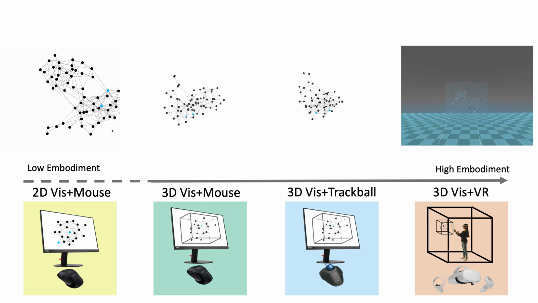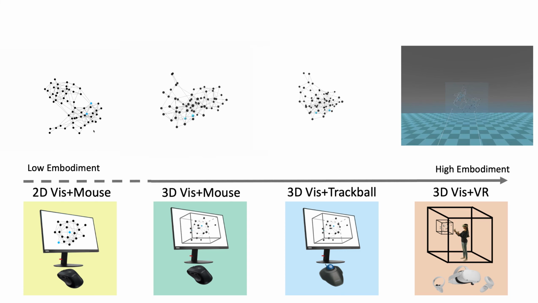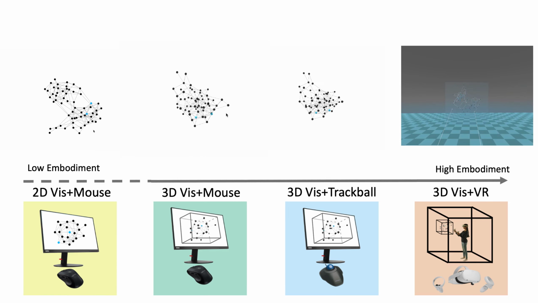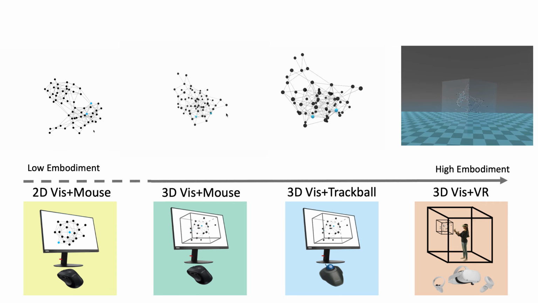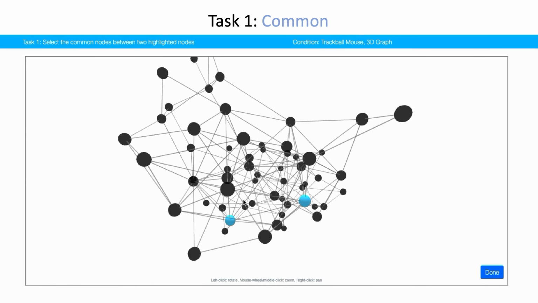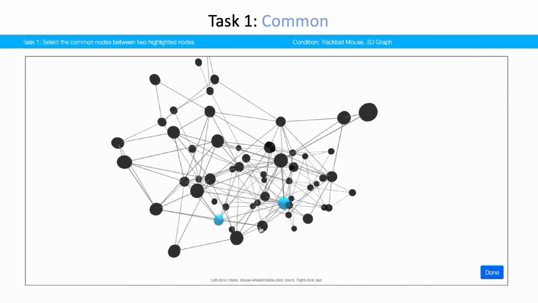To systematically investigate the trade-offs with these conditions, we conducted a controlled user study with these 4 conditions in 3 interaction-intensive tasks. The tasks were selected from the literature and required participants to inspect different levels of detail in the visualizations. In the first task, Common, participants found the common nodes connecting 2 highlighted nodes, which required them to inspect a specific part of the graph.